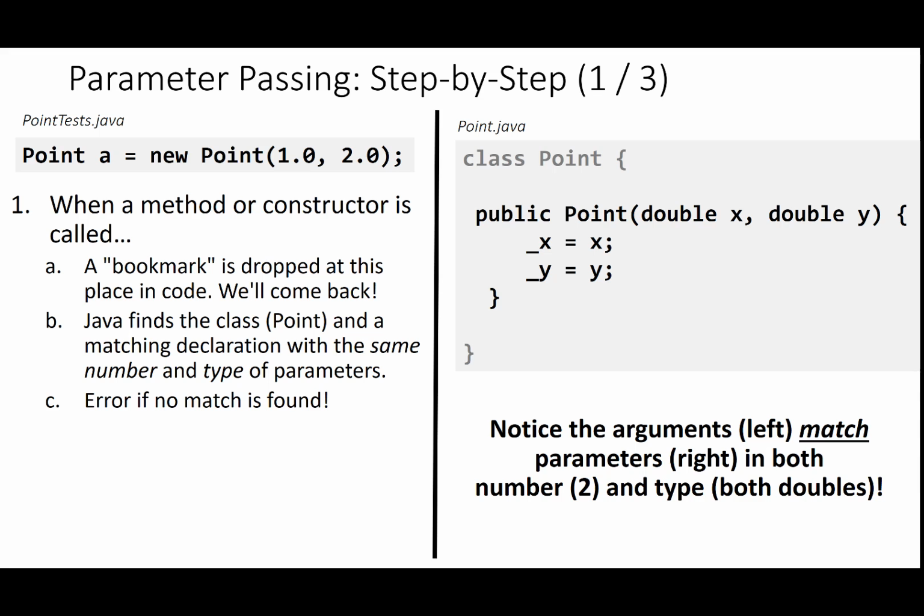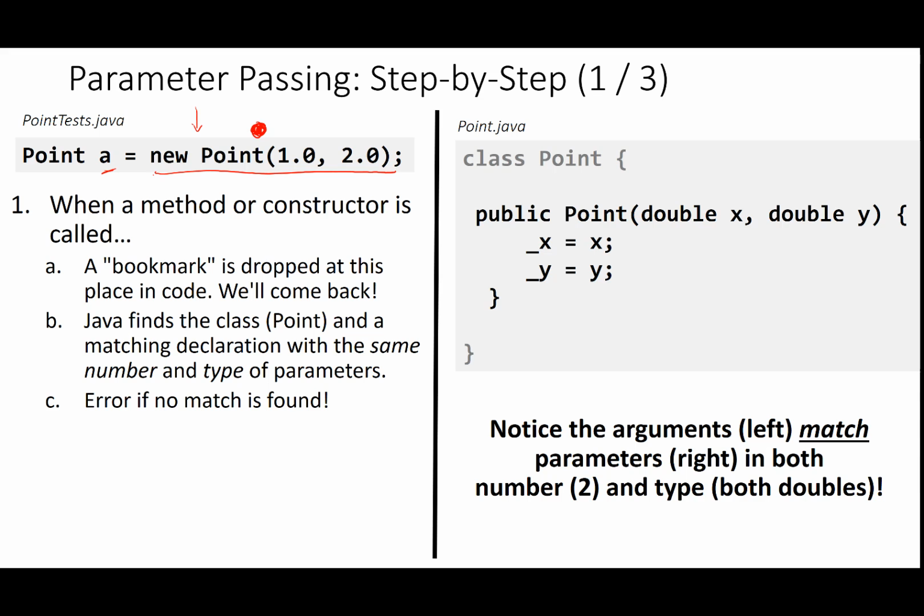So let's take a look at how this works as programs run. Starting from this side of the slide where we're in PointTest.java, what we're saying here is we're declaring a variable a and assigning it the result of calling a constructor of point with values 1.0 and 2.0. So when we reach a constructor call or a method call, the first thing we do is we drop a bookmark and we say, we're going to come back here. All right, hold your horses. We're going to be back here. Don't worry. We're definitely coming back right to this point, but we're about to go somewhere else for a little bit.